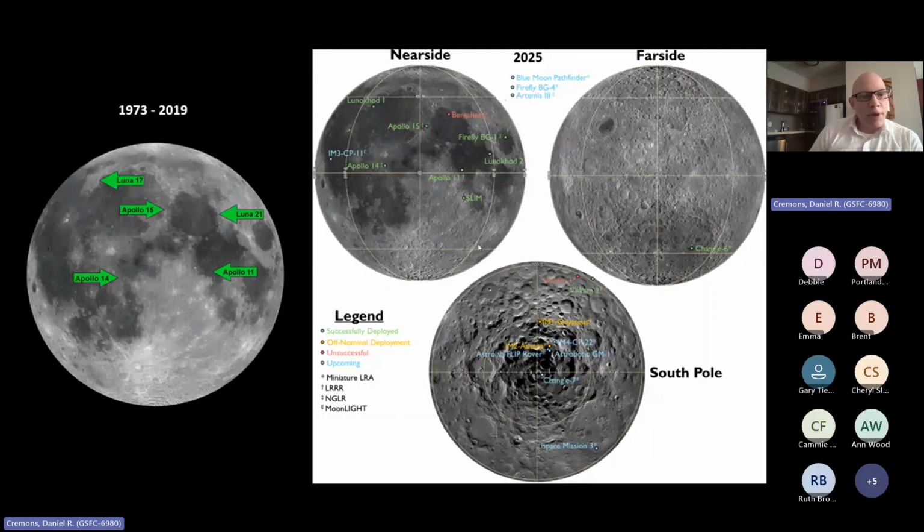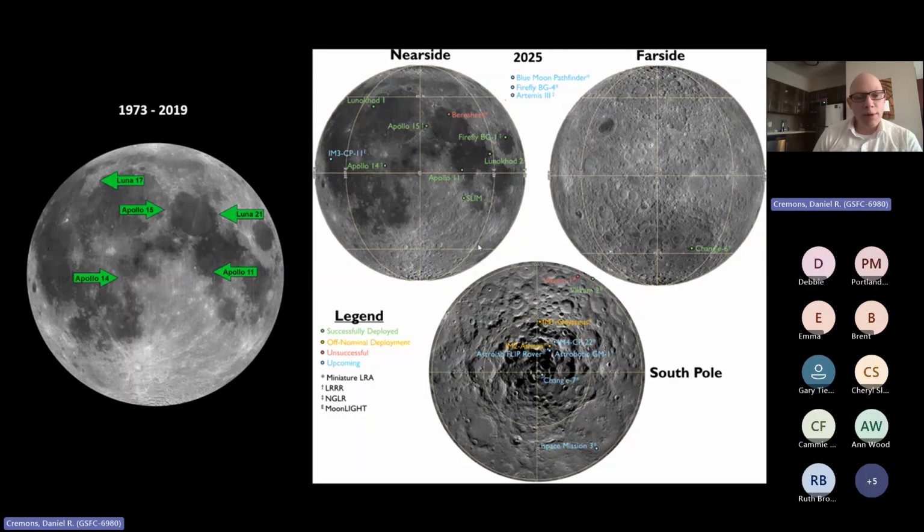So this is a map showing the number of retroreflector arrays on the surface between 1973 and 2019. Again, it's those same 5 that I mentioned before. And on the right-hand side is a map showing what we're doing with these small laser retroreflector arrays. We're greatly increasing the number of arrays on the surface. We're placing these on essentially every CLPS mission that's going to the lunar surface.